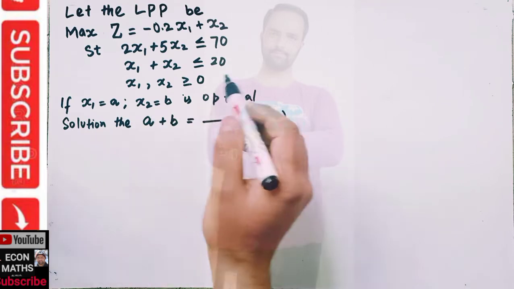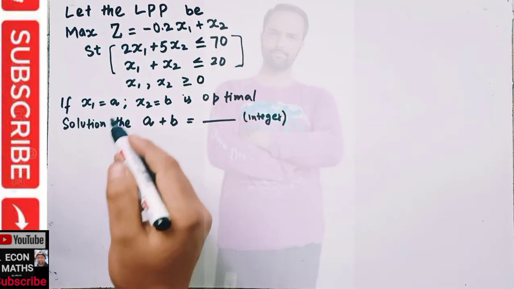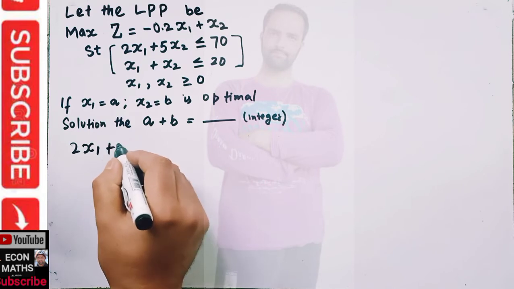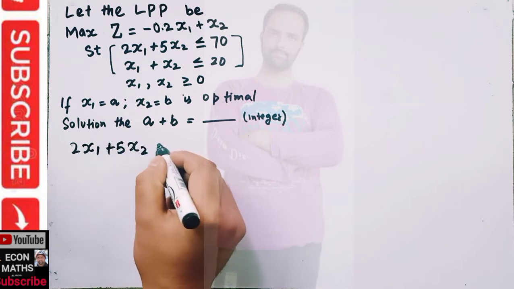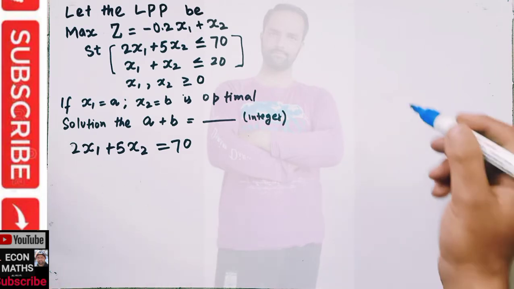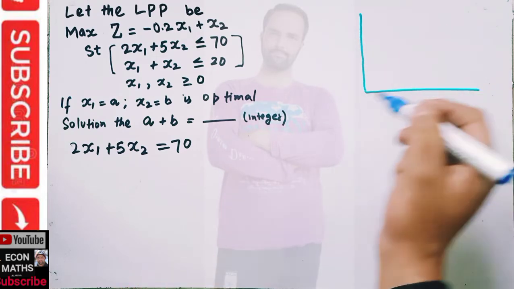So let's take these inequalities and change them into equalities. Okay, so we have 2x1 plus 5x2 is equal to 70. First step is to change the inequalities into equalities. Now we will also graph this out. Okay, so we will graph this.